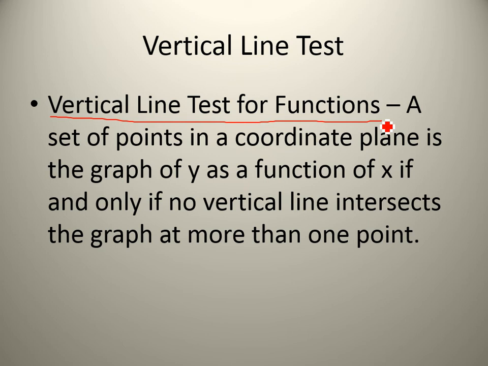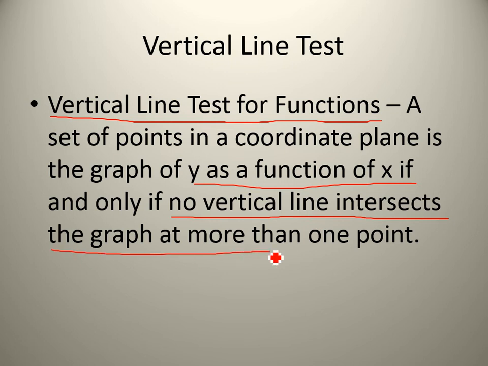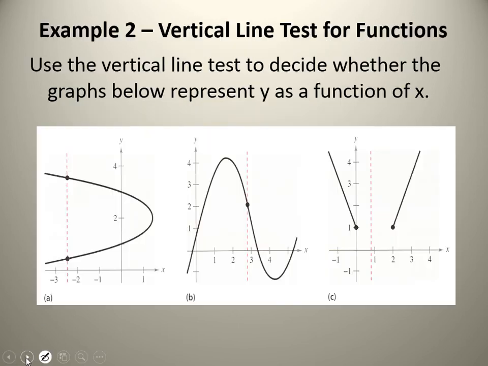So if you have a graph or a set of points in a coordinate plane, we say that y is a function of x if and only if no vertical line intersects the graph at more than one point. So if you have a graph and you draw a vertical line, remember that's a line that goes straight up and down. If you draw a vertical line anywhere on the graph and that vertical line passes through the graph in more than one point, then we would say that that graph is not a function. So here's just some examples here that we're going to use the vertical line test for.